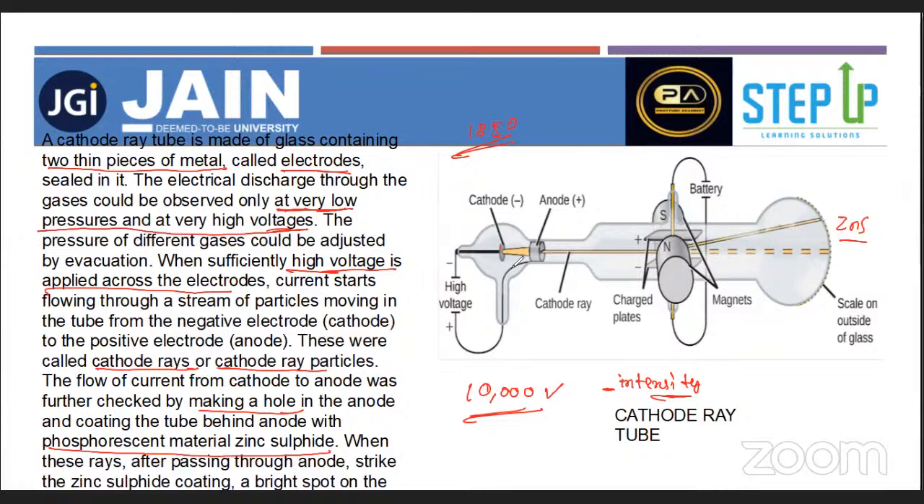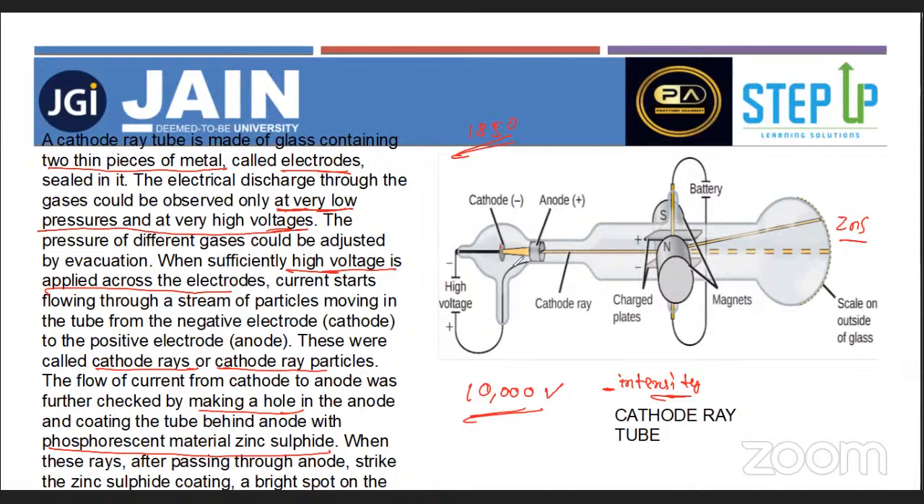High voltage, because the proper motion will be there from your cathode to anode, and there will be enough amount of electrons coming out from the cathode to anode. Those are the two reasons.